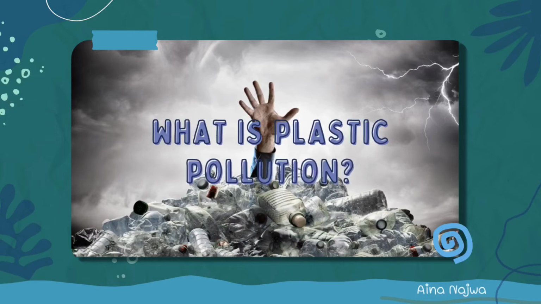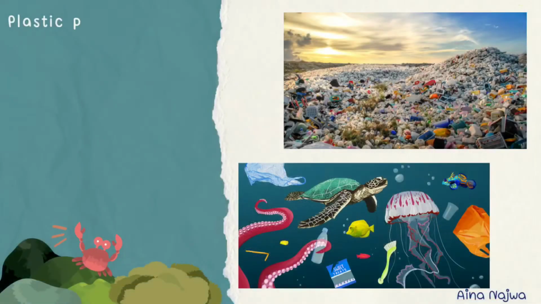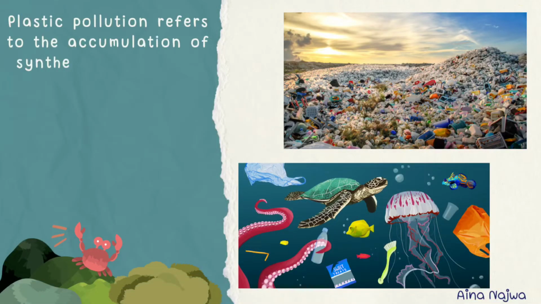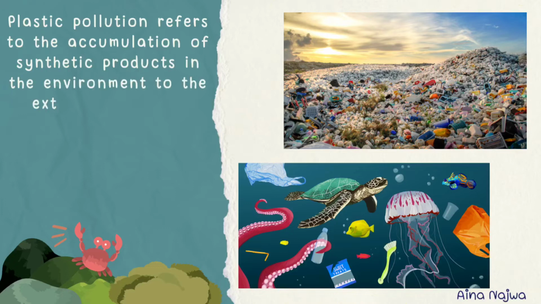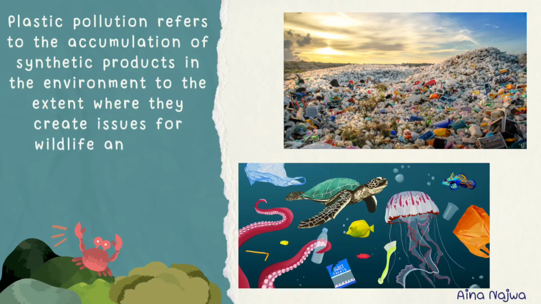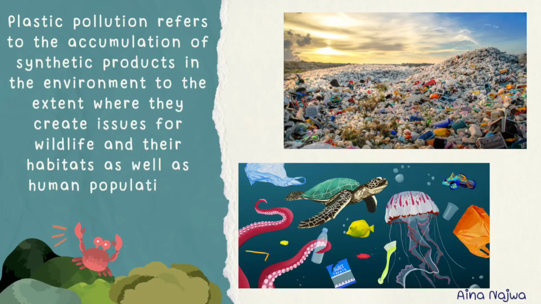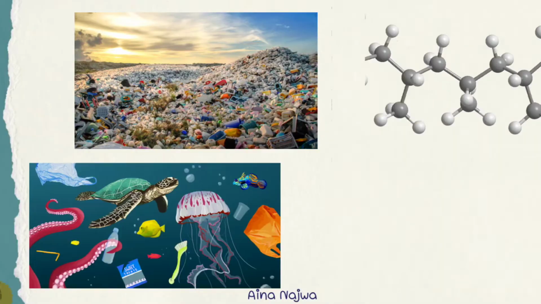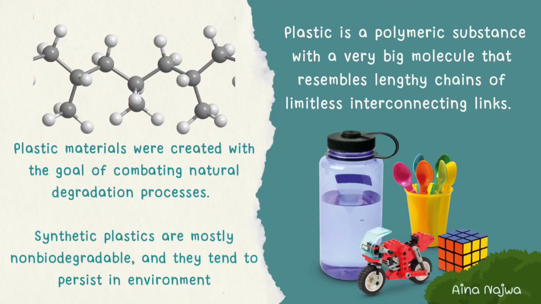Firstly, what is plastic pollution? Plastic pollution refers to the accumulation of synthetic products in the environment to the extent where they create issues for wildlife and their habitats, as well as human populations. The revolution in materials by truly synthetic plastic resins was invented and introduced by Bakelite in 1907. Plastic is a polymeric substance with very big molecules that resemble lengthy chains of limitless interconnecting links.